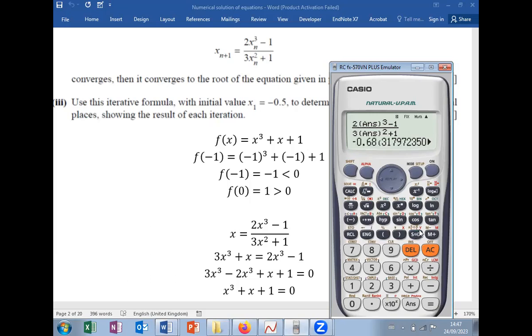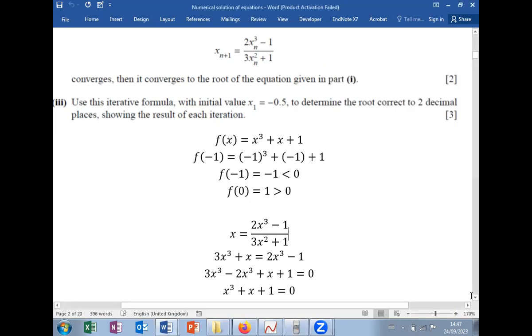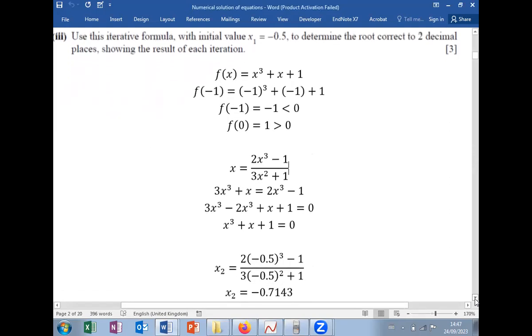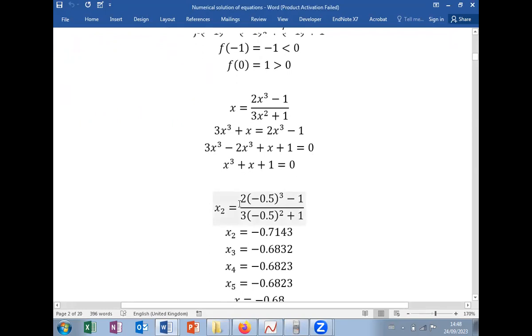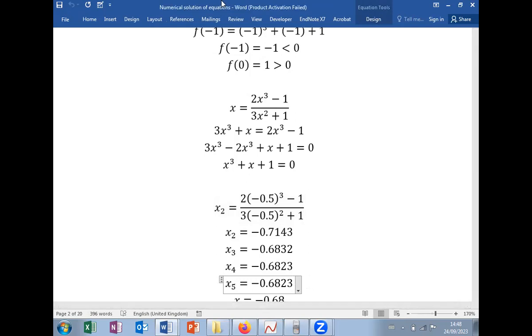You get your x3 and then x4 and x5. So yes, you get your x4 and your x5. Please be very careful. At least show one iteration. Always show this step for one iteration. And then you can write all the iterations. Once you get your x4 and x5 same, what is your root? Minus 0.68. Is this clear, class?